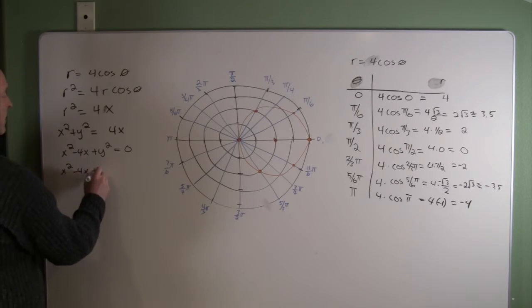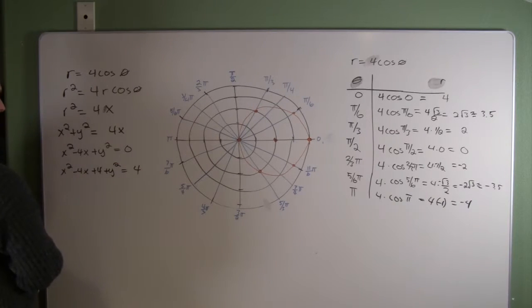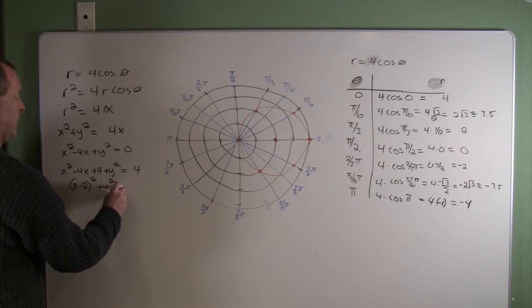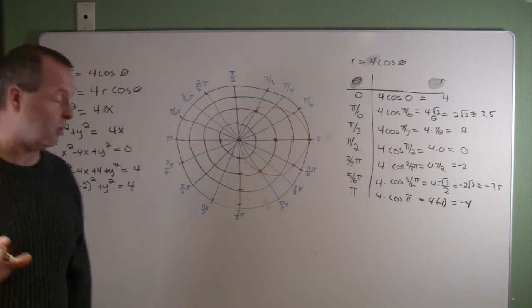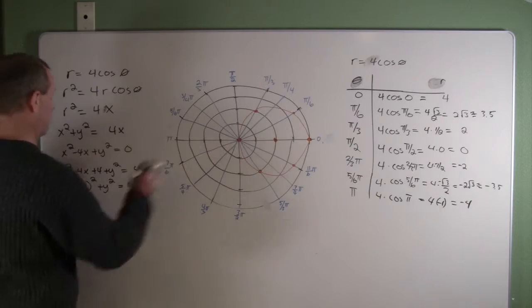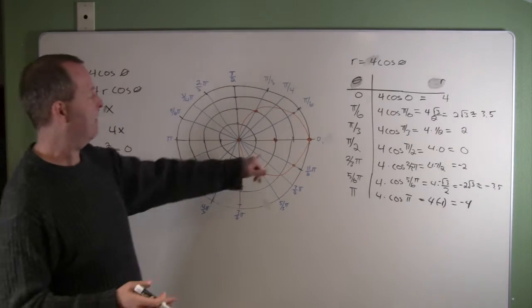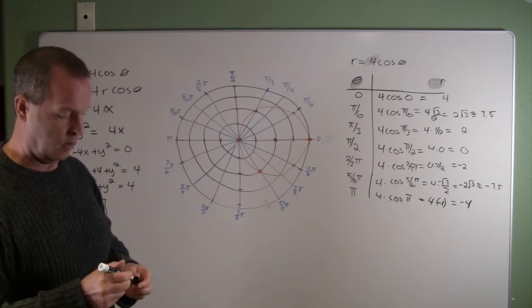So I'm going to add 4 to this side, and add 4 to the other side. x squared minus 4x plus 4 is (x minus 2) squared, plus y squared equals 4. And there I have the standard equation of a circle, where the center of the circle is at the point (2, 0). That verifies that the center point of that circle is at (2, 0).